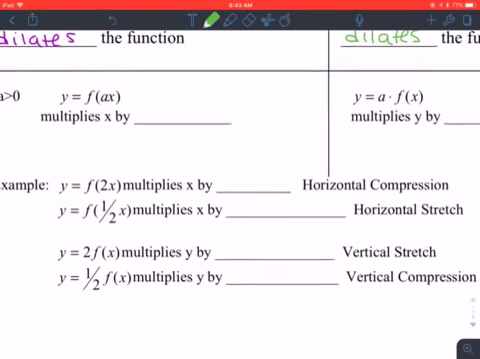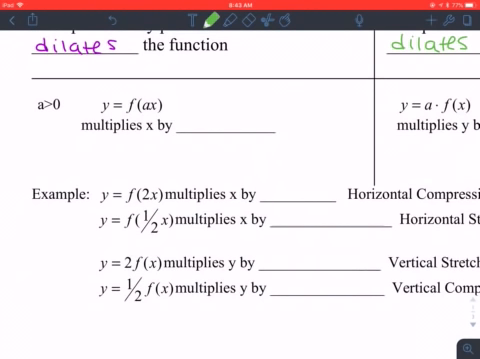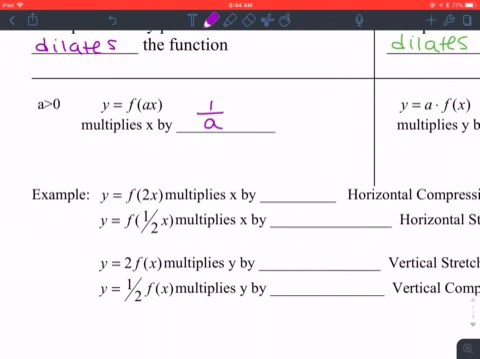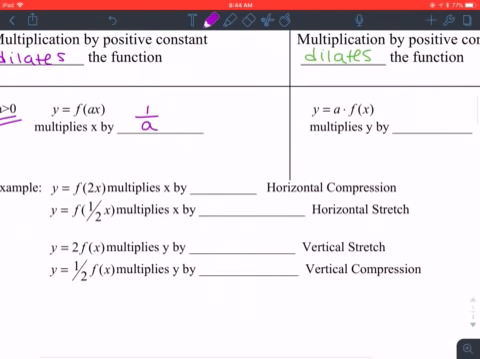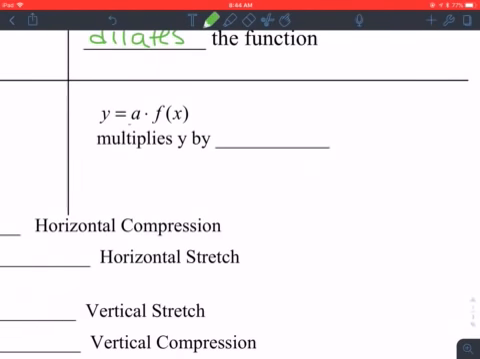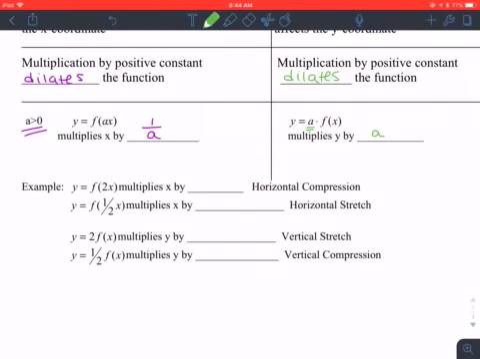Okay, so let's kind of sum this up in terms of f of x. So if we have y equals f of a times x, so this is multiplying inside the function. We're actually multiplying our x by 1 over a. So remember inverse, so we're going to multiply actually by the reciprocal. And now this is with an a value that's greater than 0. Whereas over here, if we have something being multiplied outside of our function, that multiplies our y by whatever that number is, by a.